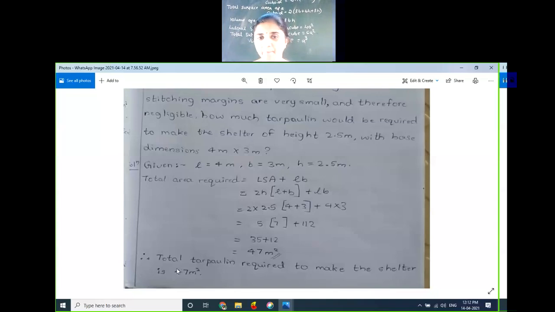This is a simple problem. Got the idea now? Temporary car shelter. So 4 sides tarpaulin. She wants to cover 4 sides and top, not the base. So LSA plus LB. After that, just see the calculation part. Do the calculation yourself, don't depend upon the calculator and all.